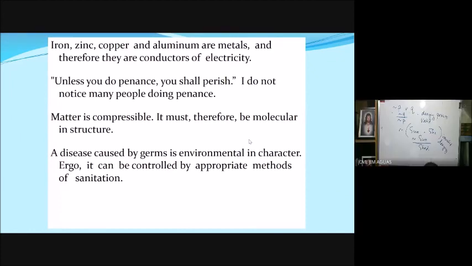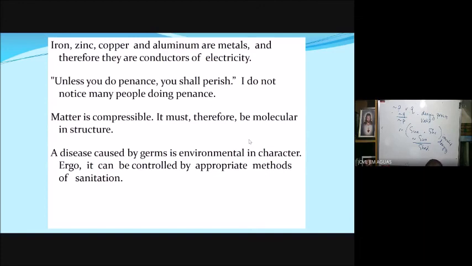Again, these are part of critical thinking. This is how our mind should work, how it should analyze things. Now let's move on to the next. A disease caused by germs is environmental in character. Ergo, obviously, the last one is the conclusion because of the ergo. It can be controlled by appropriate methods of sanitation.